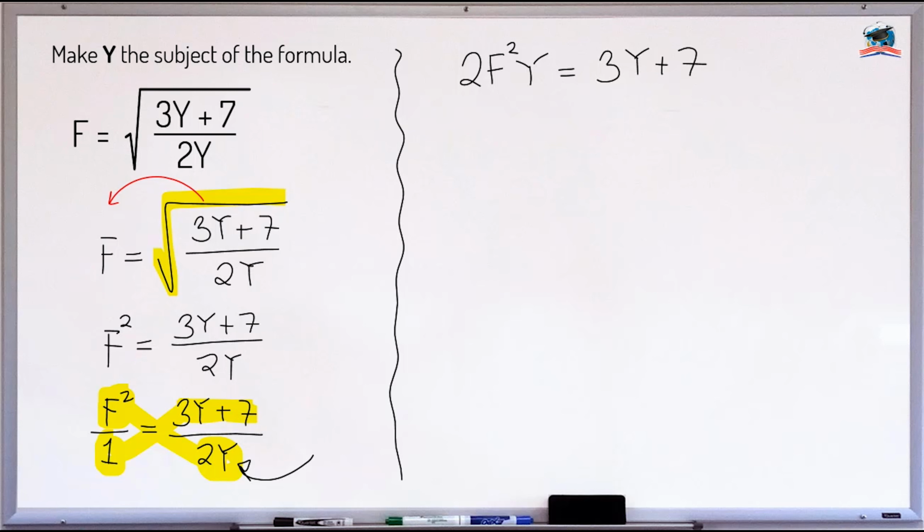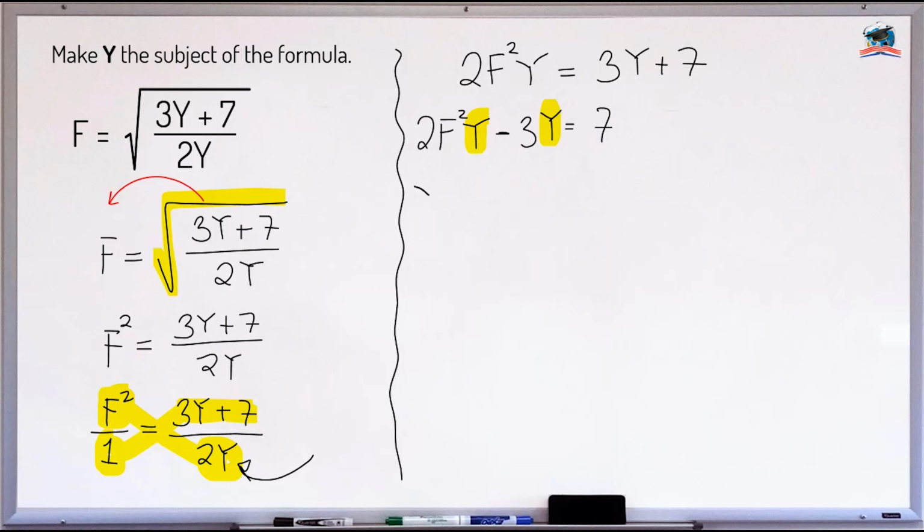Excellent. So let's move the 2f squared a bit forward so that we can have space for the 3y coming over. 3y comes over and becomes a negative 3y, is equal to 7. We've got 7 left there. Now let's factorize for y. Y is common on both sides. That's exactly what we want. So let's factorize for y.